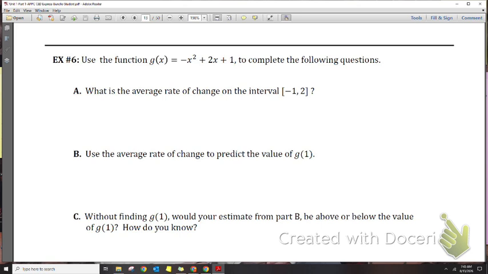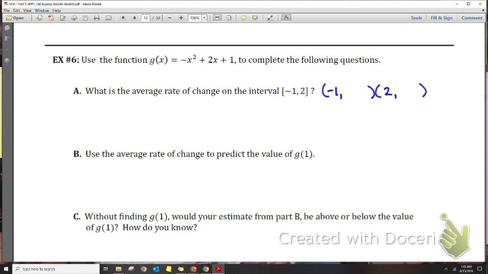All right, in example 6, it says use a function g of x equals negative x squared plus 2x plus 1 to complete the following questions. A says what is the average rate of change on the interval from negative 1 to 2? All right, so I know x1 is negative 1 and x2 is 2. I've got to go find their y values.